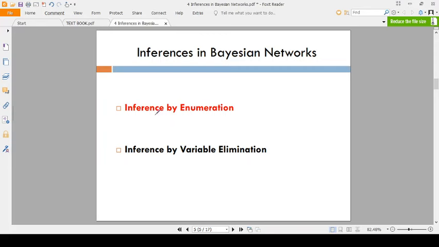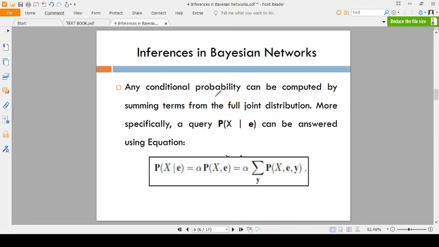In this inference, two topics are there. One is by using enumeration. Second is variable elimination. Enumeration means calculation. So inference by enumeration.